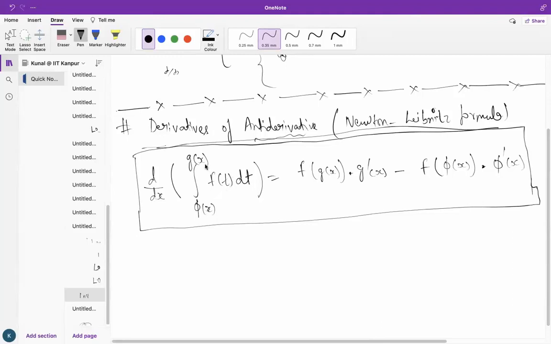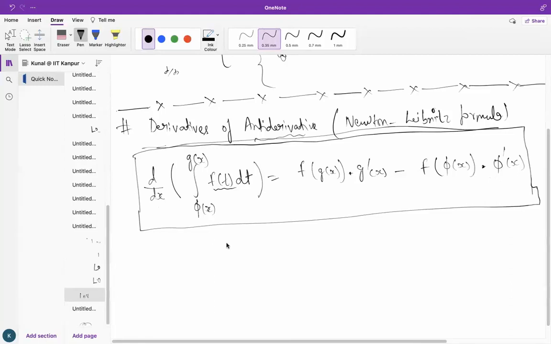We are differentiating something which we integrate first, and then we differentiate the integration. What am I doing here? This is my integrand. First I integrate this function with respect to the elementary element t, and whatever we get, we differentiate this whole integral, the antiderivative, with respect to x. So we get a composite function, f of g(x) times the differentiation of g(x), minus f of phi(x) times the differentiation of phi(x).